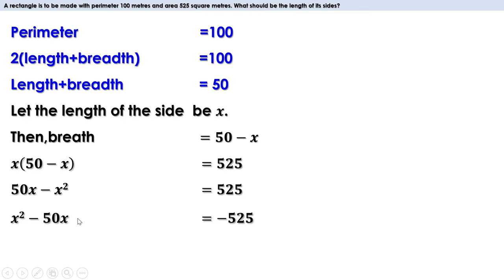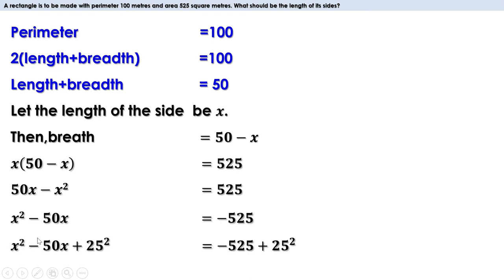What shall we add? For that, let us look at the coefficient of x. It is minus 50. Let us take 50, half it, we get 25. Square it, we get 25 square. That means when we add 25 square here, it becomes a perfect square. When we add 25 square here, we have to add 25 square on the right side of the equation also. So let us add 25 square on both sides. So we can write x square minus 50x plus 25 square equals minus 525 plus 25 square.